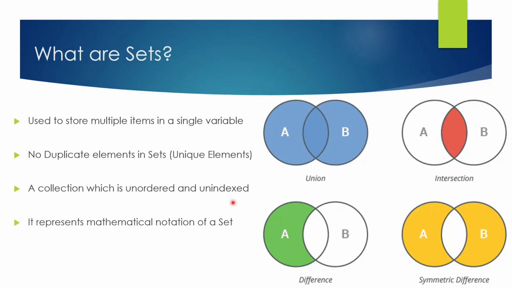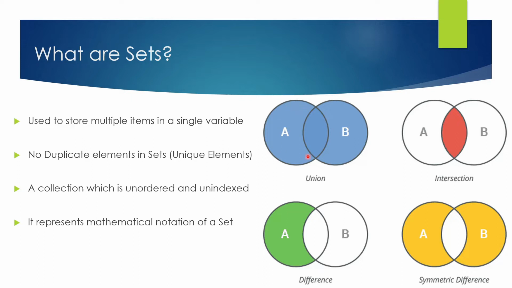Now moving forward, it represents the mathematical notation of a set. If you have studied sets in mathematics in any subject, you'll talk about these kinds of things. Let us understand these four types. First is the union, second is the intersection, third is difference, and then symmetric difference.